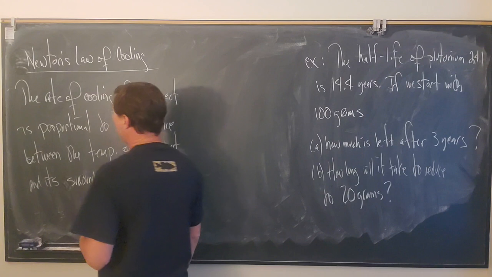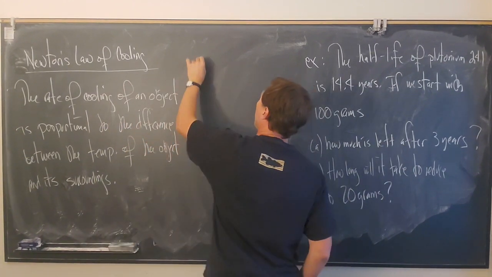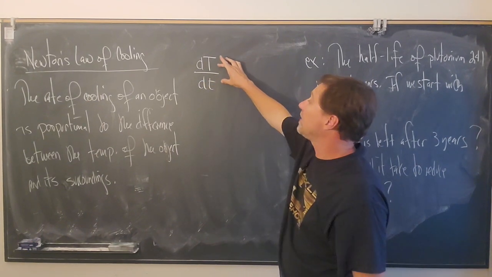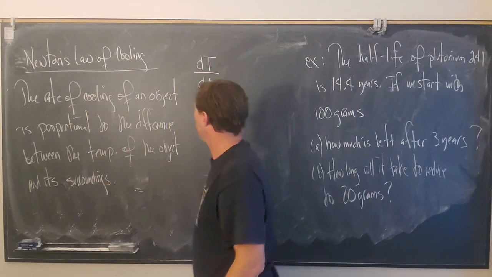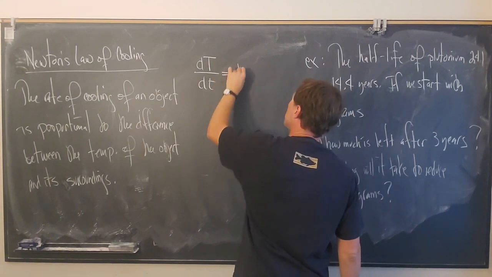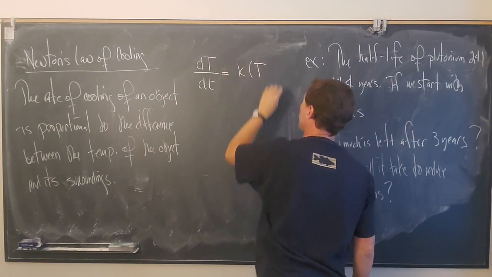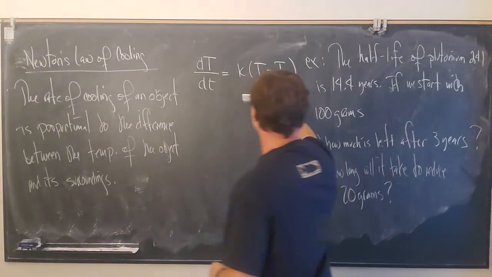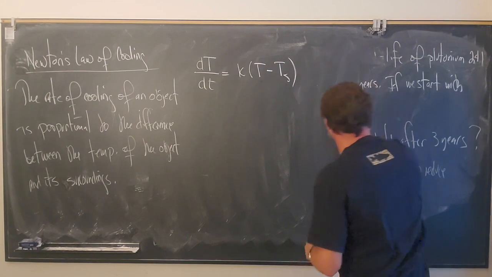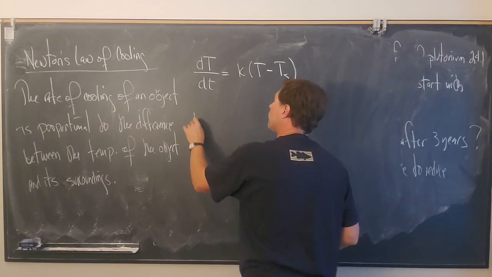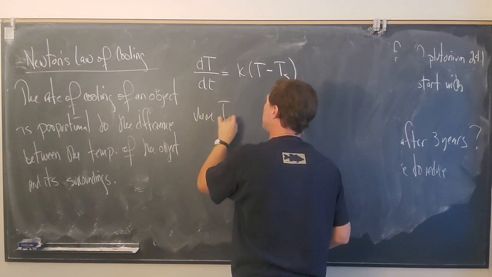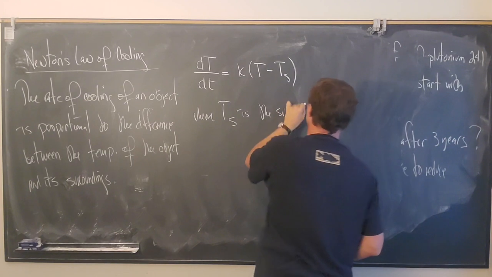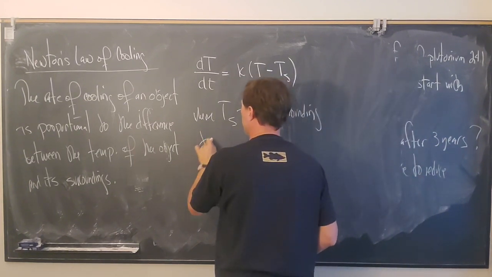We can write that as a differential equation like this. The change in temperature, that's the rate of cooling, is proportional, so that's a constant multiple, of the difference in the temperature of the object and its surroundings. T sub S, let me say who that is, where T sub S is the surrounding temperature.